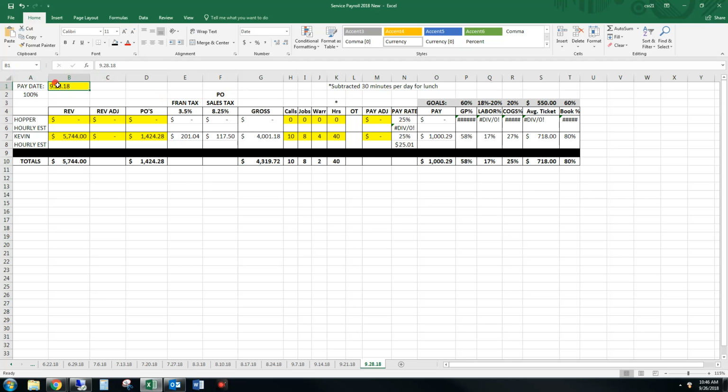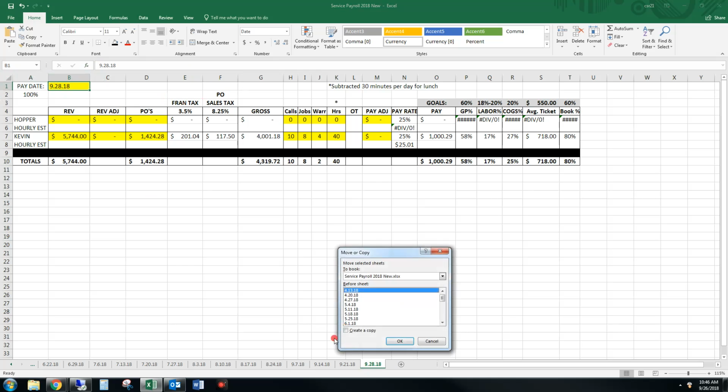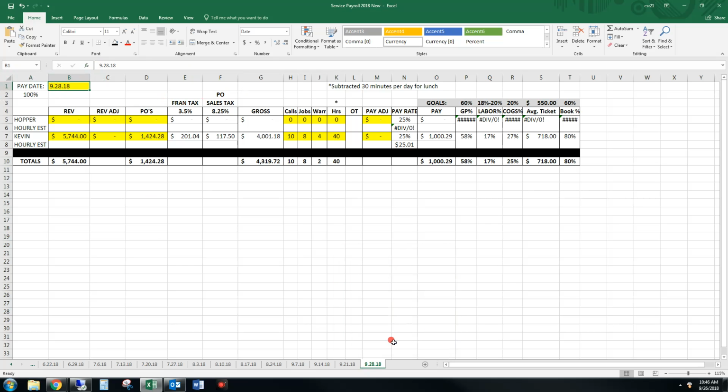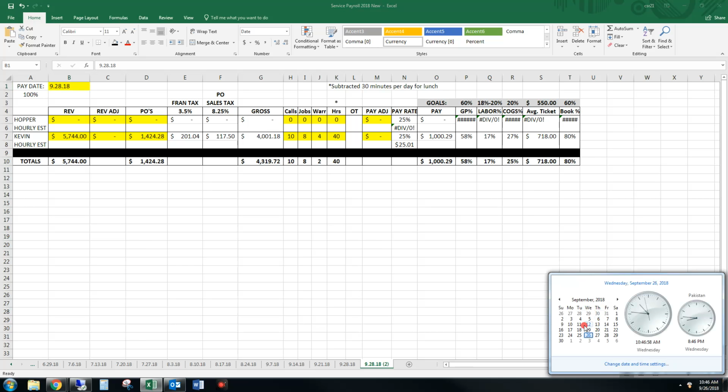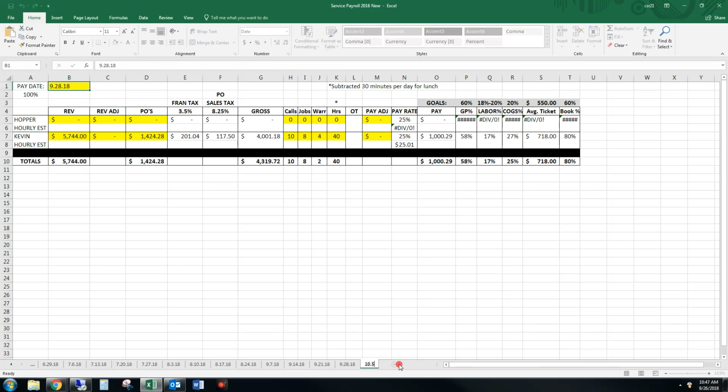You're going to use this, but it's also the report that you're going to turn in for payroll. 928. If you need to make another one, which of course you do, you just right-click on the tab, move or copy, create a copy, scroll to the bottom, move it to the end, hit OK. And then we need to put the date on it. October 5th is the next one. And then for the new one, we need to adjust it up here as well. So there we go. Now we have the one that I'm currently working on right now.